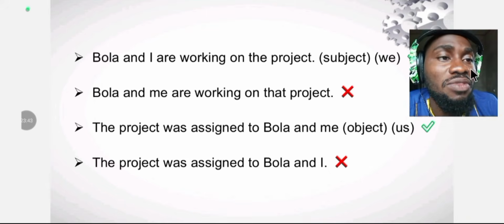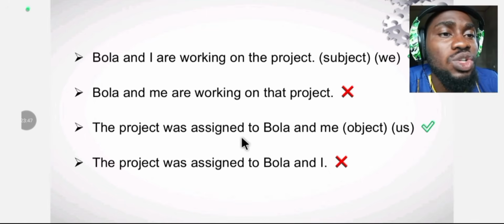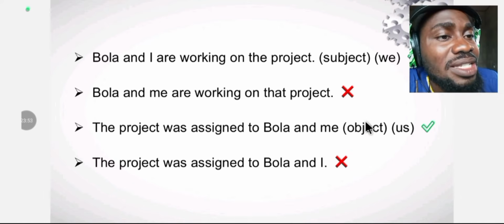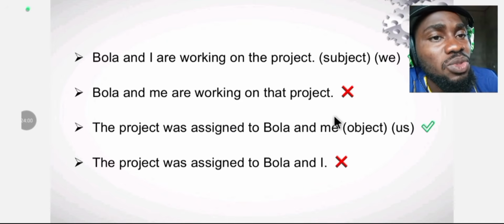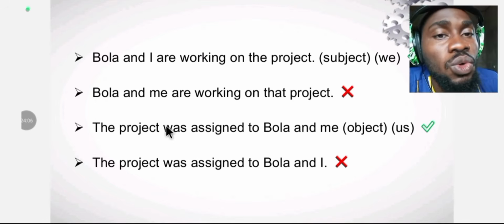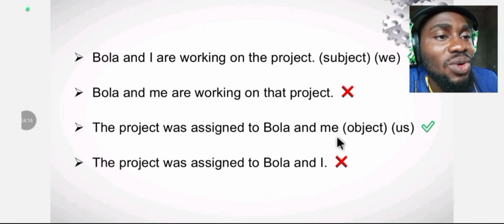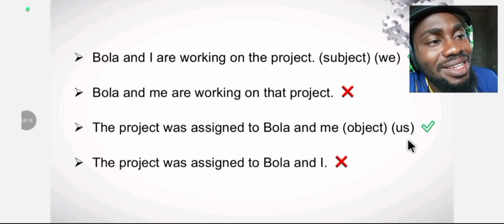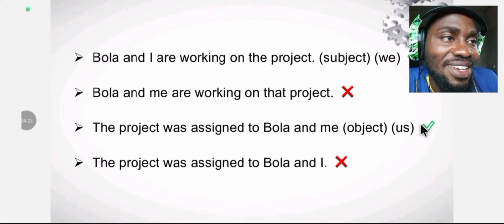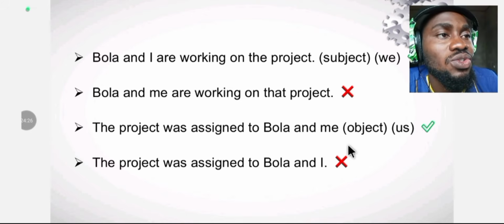Okay, moving over to the next example we have here, it says "the project was assigned to Bola and me," which is correct. Why is it correct? Because it's an object position. Me is supposed to be on the object position. If you look at this other example, we placed me on the subject position, making it wrong. So we took this me and placed it on the object position, which made this statement correct. When you put it on the object position, Bola and me becomes us. The project was assigned to us.